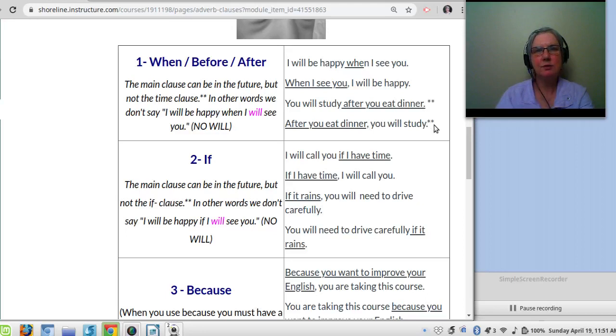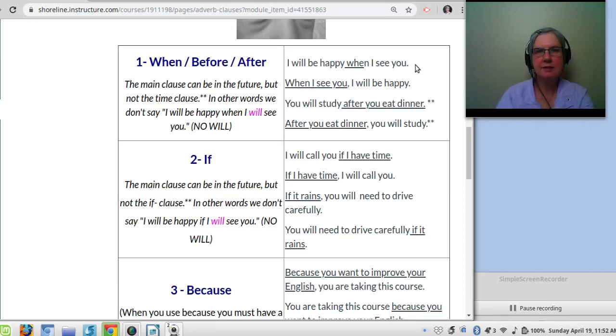Now, I have those 2 dots there. What that means is, in other words, we don't say, I will be happy when I will see you. No. After the adverb of when, before, or after, this is never in future. It's never in any tense except present tense and past tense. I will be happy when I see you. I was happy when I saw you.